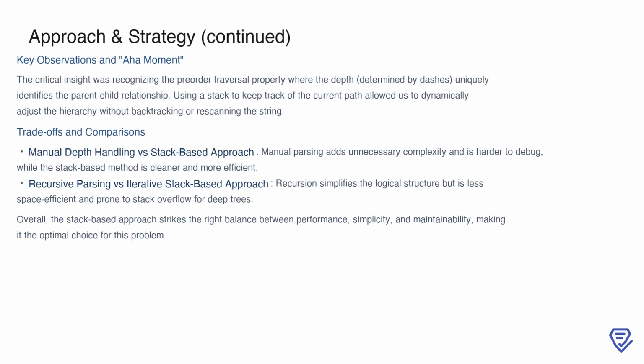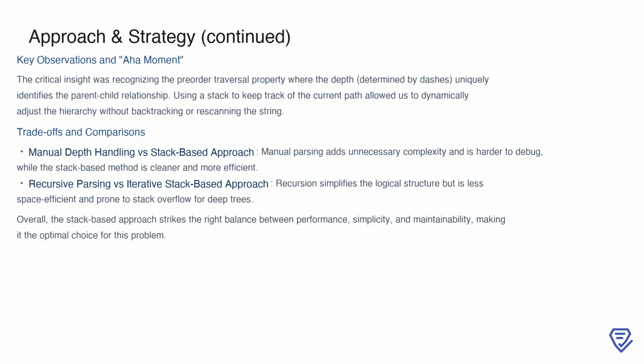The key insight that guided our chosen strategy was recognizing the relationship between preorder traversal and the depth of nodes. Specifically, the number of dashes in the input string uniquely identified the parent-child relationship, and leveraging a stack allowed us to dynamically adjust the tree structure. This eliminated the need for backtracking or rescanning the string.